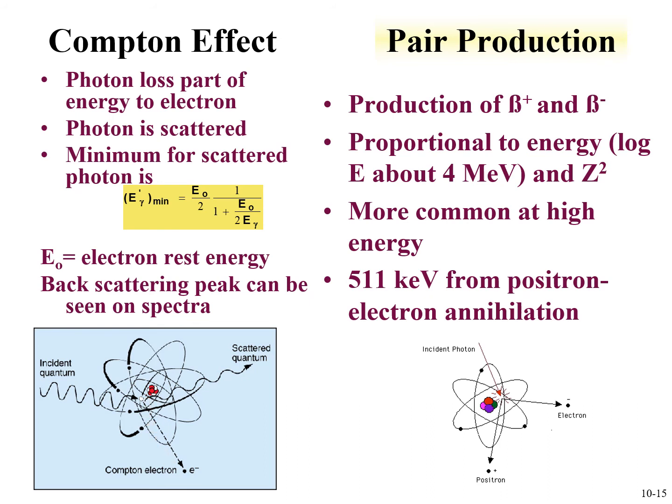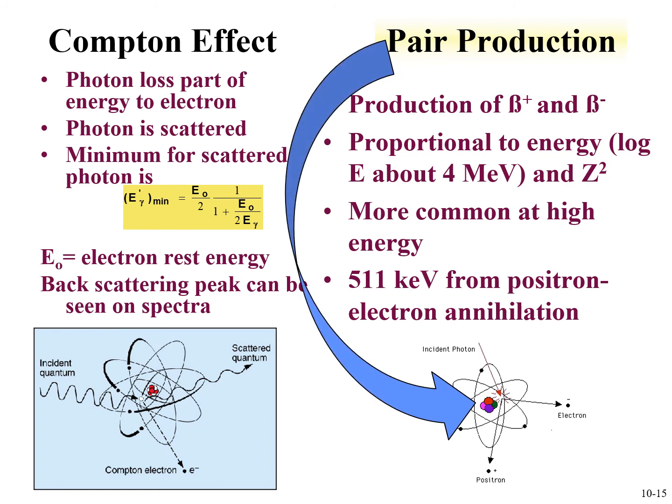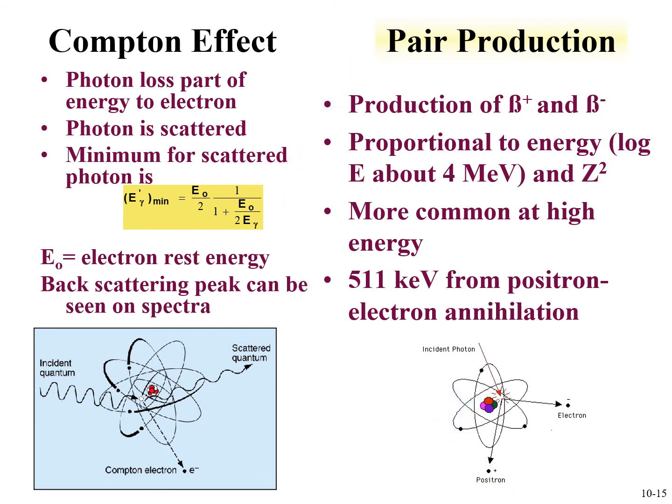A final reaction is pair production, where a photon comes in and has enough energy to produce an electron and a positron. It's proportional to the energy and the square of the Z of the material in which the reaction is occurring. And obviously, it's more common at high energy. You need at least a 1 MeV photon for this to occur, because you have to create both the positron and electron. This higher energy route is less common with a photon that's produced through gamma decay.